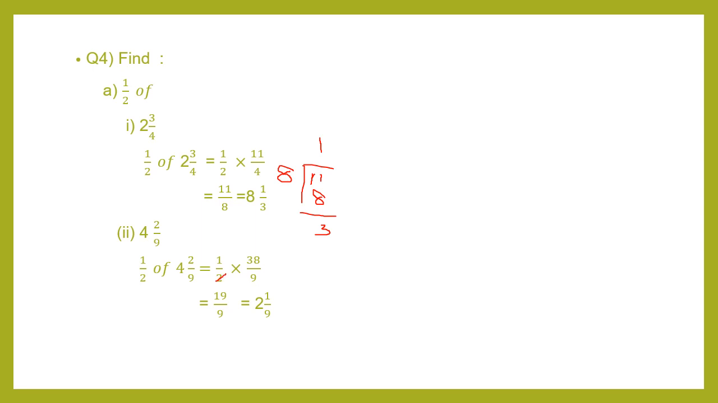Both are multiples of 2. 2 1s are 2 and 2 19s are 38. Now 19 1s are 19 and 9 1s are 9. Convert again into improper fraction. Convert this improper fraction into mixed fraction. So 19 divided by 9. 9 2s are 18. 19 minus 18, that is 1. So the answer is 2 1 by 9.